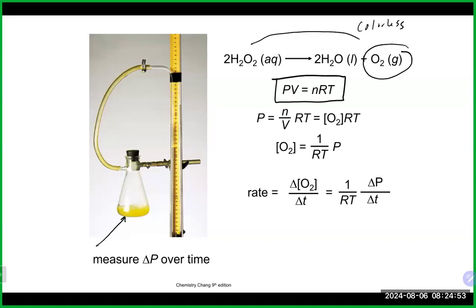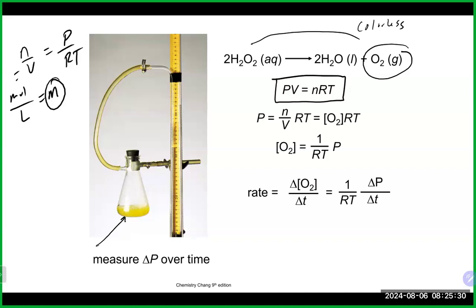And as we talked about a number of times in some previous chapters, if you solve for N over V, which is equal to P over RT, N is our moles and V is our liters, which is basically our molarity, which is our concentration. So in this particular case, we actually can keep track of how the concentration of O2 is changing with time by just simply following the change in pressure.